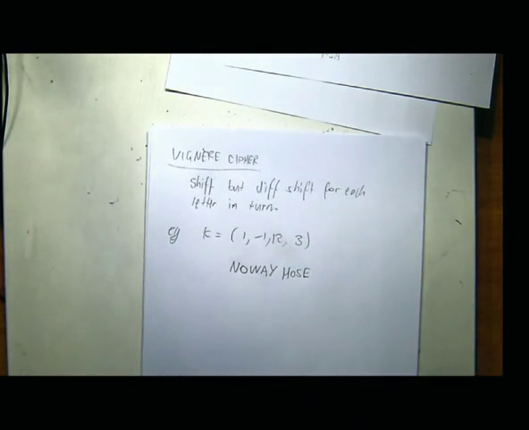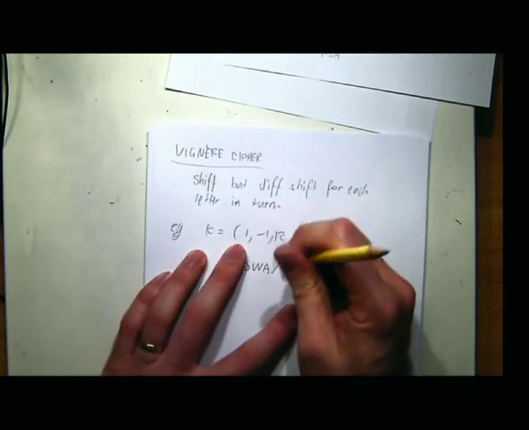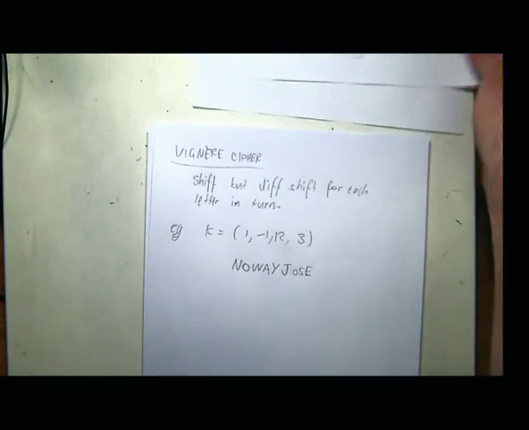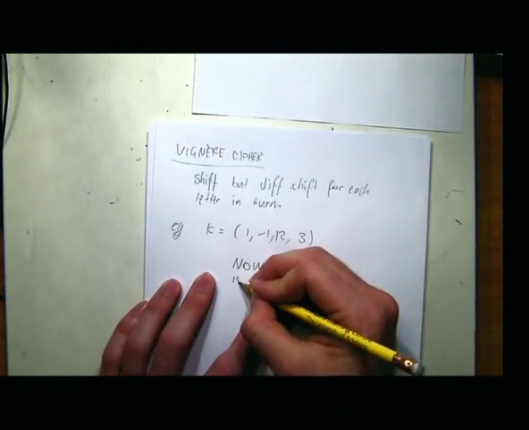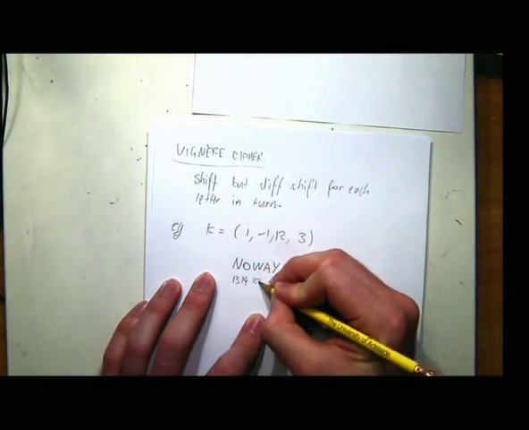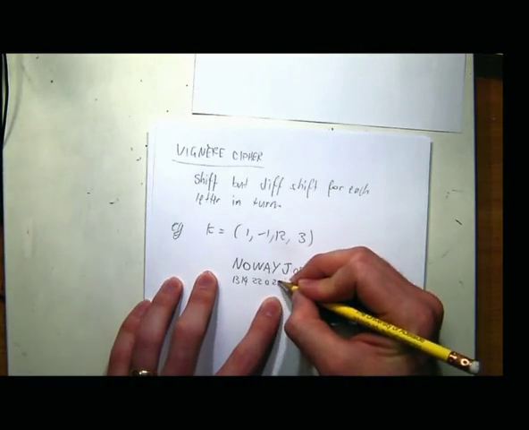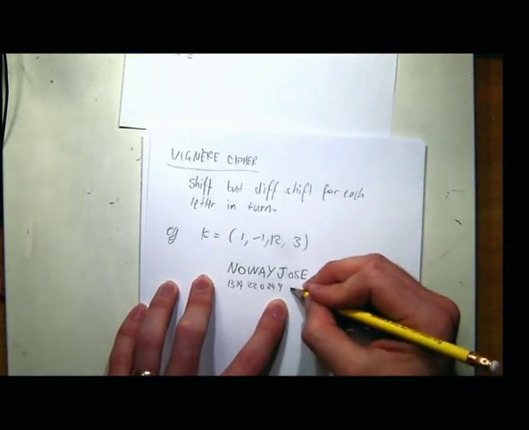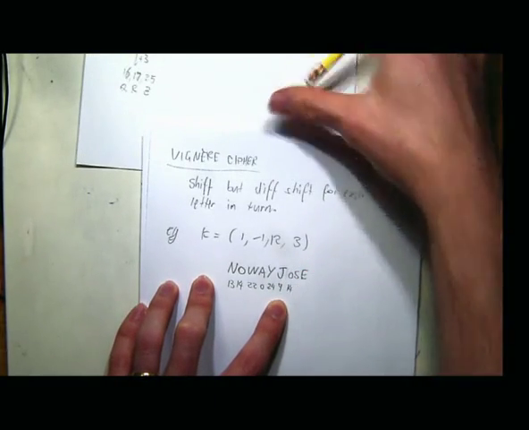That's my message. No way, Jose. Except Jose is with a J, isn't it? Sorry about that. No way, Jose. Because it's Spanish. And so we can turn each of them into a letter, into a number. 13, 14, 22, 0, 24. J would be 9. S would be 18.